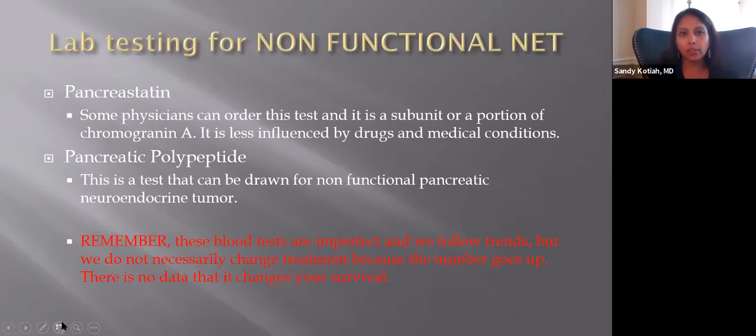So there's other tests like pancreastatin, which is a subunit of chromogranin, which is supposed to be less influenced by drugs and medical conditions that some of us have available, some of us don't have available. But if you're going to draw that test and you can consistently draw that test, you can follow the trend for that blood test. There's pancreatic polypeptide. Not everybody draws all of these tests, but if there's a test that's elevated and you're seeing that it's trending over time, then you might be more concerned that there's something going on, the tumor might grow in the future. So again, the blood tests are imperfect, and we don't always treat because of the numbers changing. We tend to treat more if something's changing on your scans.